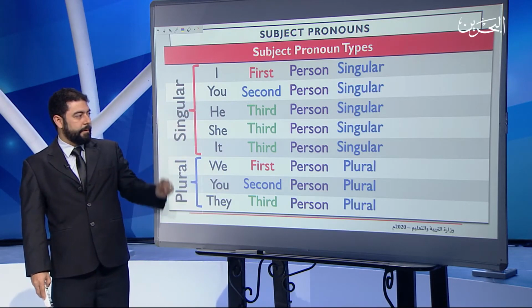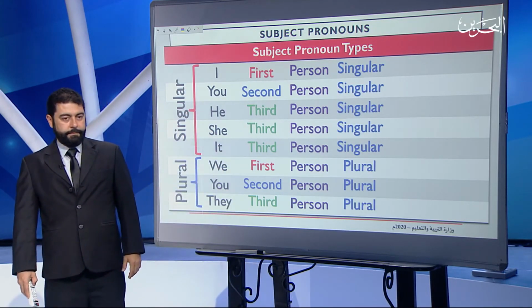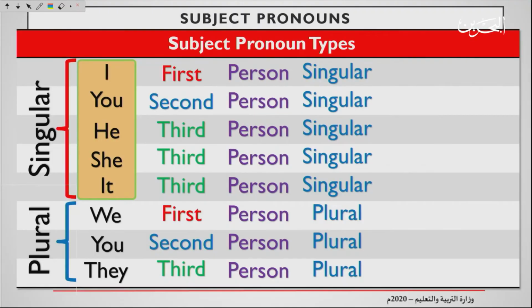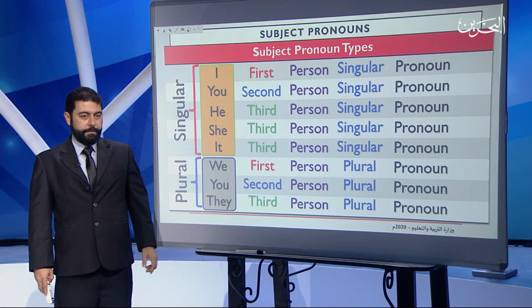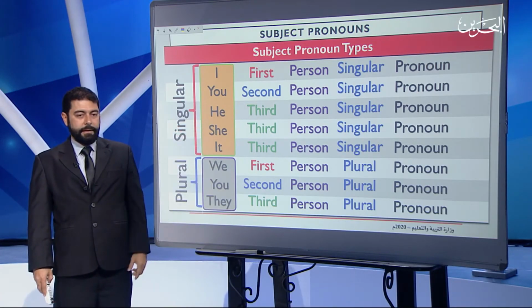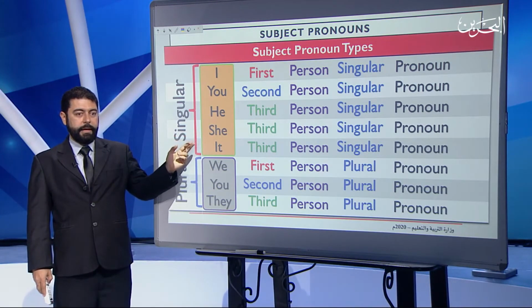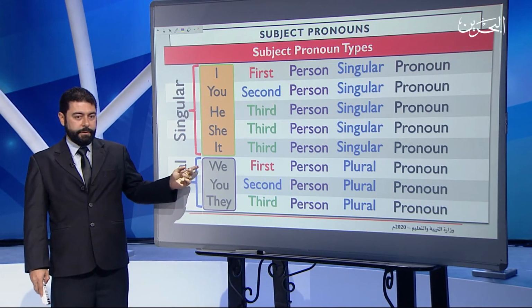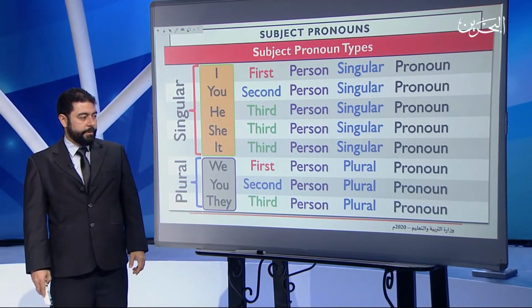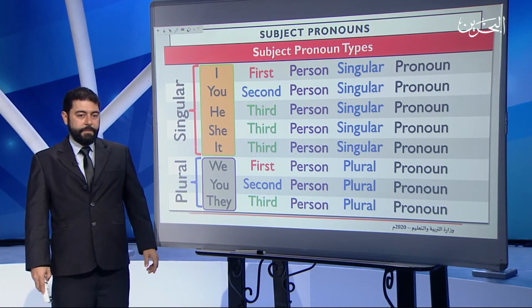So we agreed that these are singulars, so I added singular. So we have a category for singulars and a category for plurals. So this is the full name of each one of them. For I, you can say first person singular pronoun. For you, second person singular pronoun. For he, she, it, third person singular pronoun. For we, first person plural pronoun. You, second person plural pronoun. They, third person plural pronoun.